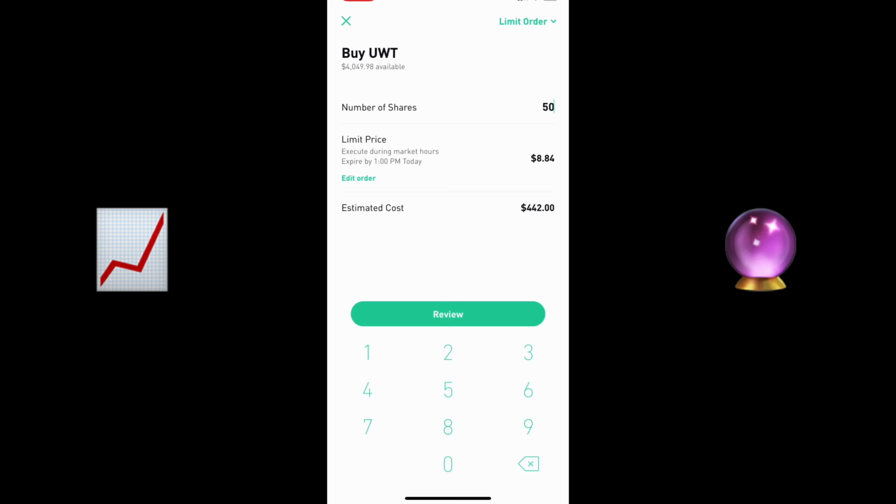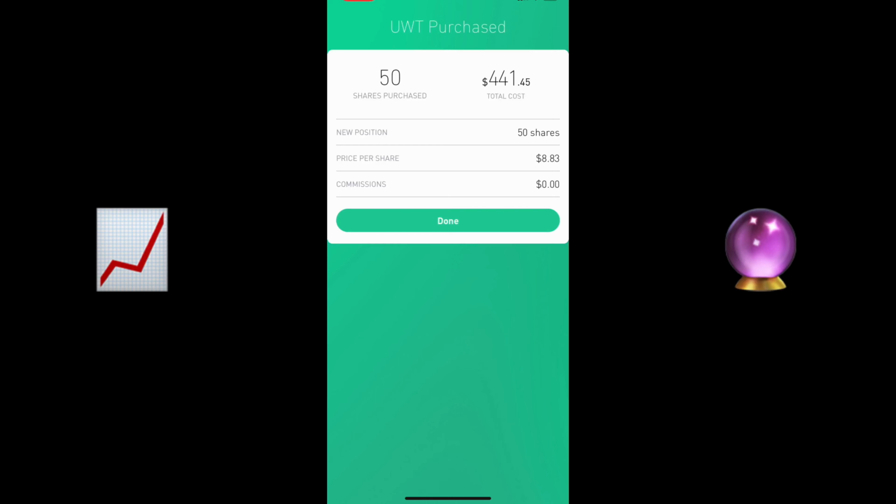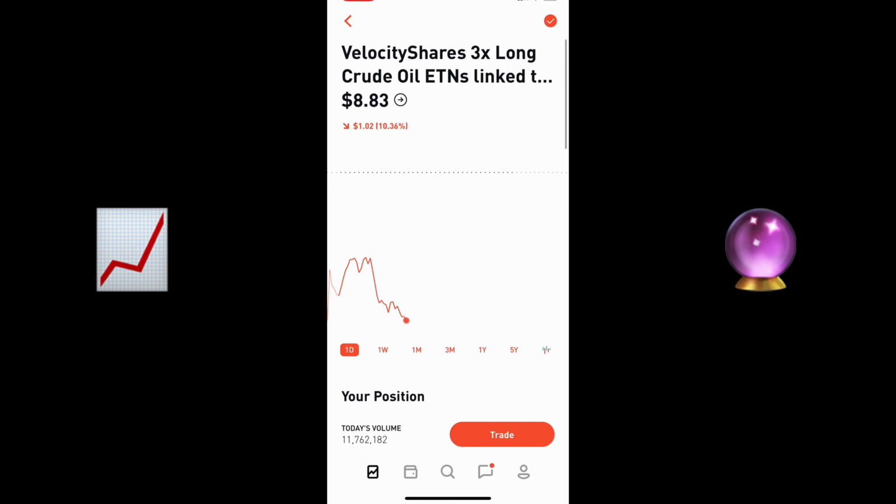Once I've entered my order, I'm going to click review and make sure all the details are correct. Once I'm happy with it, I'm going to swipe up and that will send this order to the stock market. And you can see here it says UWT purchased. I got 50 shares at a price of $8.83 per share, which is 1 penny cheaper than what my limit order was placed at. That's one benefit of limit orders: the price you enter is the maximum you will pay, and you can always get a better fill if the price does dip when you place your order.